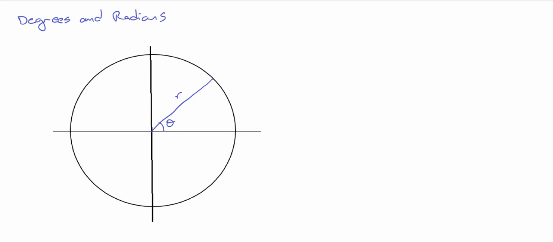Hi everyone. In this lesson I'd like to talk about degrees and radians. What are radians? Radians are another way of measuring angles. So far we have seen that we are measuring angles with degrees, right?